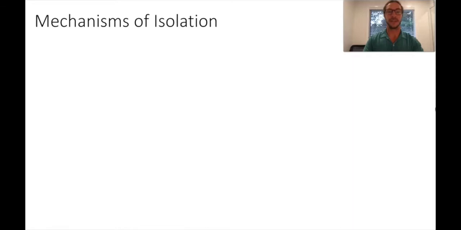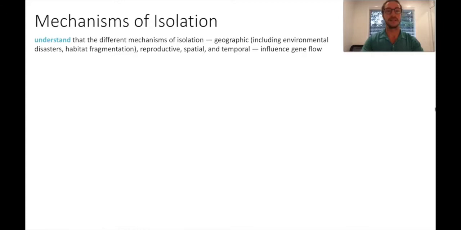First up, we have mechanisms of isolation. And the learning goal was to understand that there's different types, but how they all influence gene flow. So what does it mean to understand? From QCAA, it means to perceive what is meant by something, to grasp, be familiar with, construct meaning from messages, including oral, written, and graphic communication.